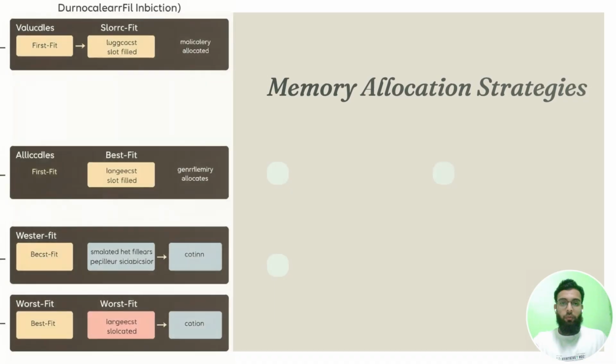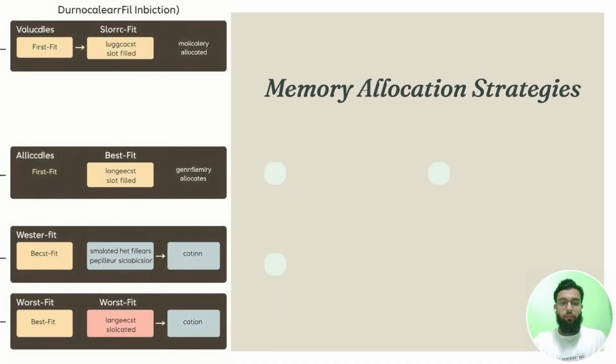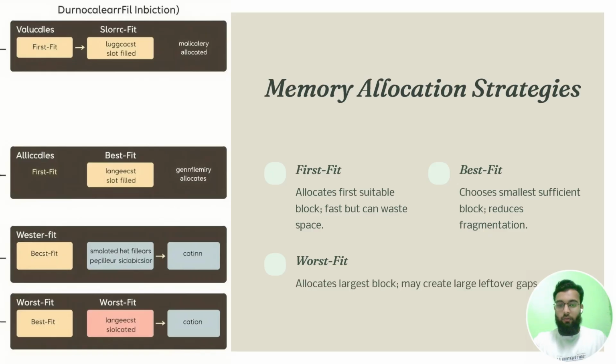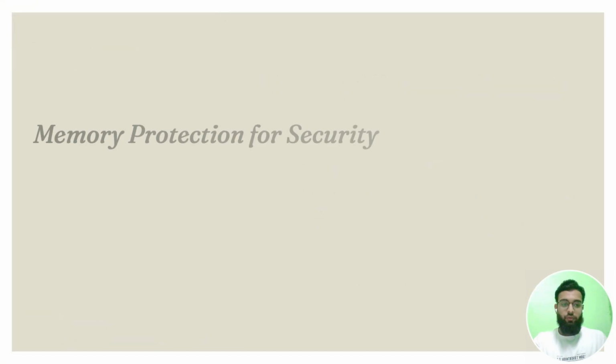Now we'll talk about memory allocation strategies. So what will be the strategies to allocate our memory? So first is the first fit method, in which we allocate the first suitable block, which is fast but the memory can be wasted. The second method is the best fit method, in which we choose a small sufficient block which reduces fragmentation. So it is the best fit method. Now we have the worst fit method, where we allocate a large block, which may create leftover gaps. These are the memory allocation methods.